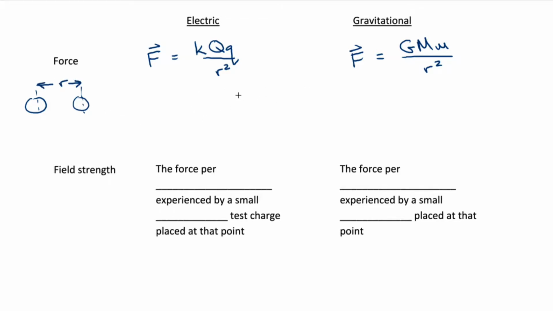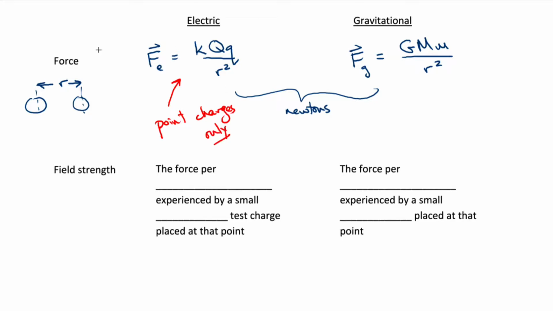And both of these cases are going to be measured in newtons because they're forces. And I can write a little sub E here to indicate it's the electric force and a little sub G here to indicate it's the gravitational force. Just remember that Coulomb's law is for point charges only, so we couldn't actually use it for that parallel plate capacitor setup that we looked at before. It's for point charges only. So that's force.